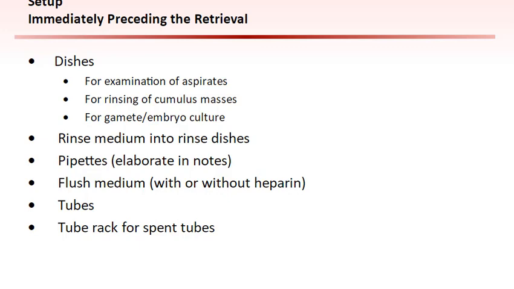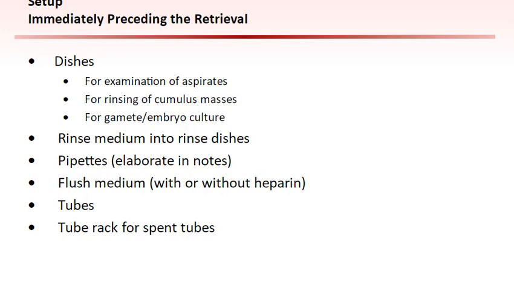In some facilities, the tubes used for aspiration are maintained in the laboratory and presented to the clinical team in the procedure room prior to the retrieval. If the facility flushes follicles during oocyte retrievals, flushing medium that has been pre-equilibrated should be provided to the clinical team in the procedure room.